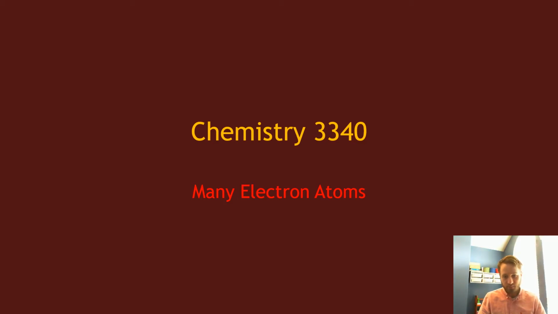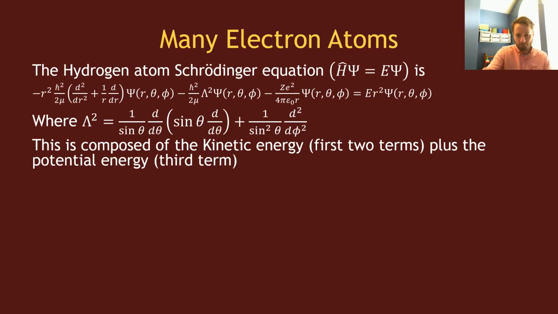Alright, so in this video, we're going to continue our discussion about many-electron atoms. We talked about the Born-Oppenheimer approximation in the other video, and so we're going to build from there. So we've settled that the nuclei are at fixed locations, and now we're trying to solve for the wave function of the electrons.